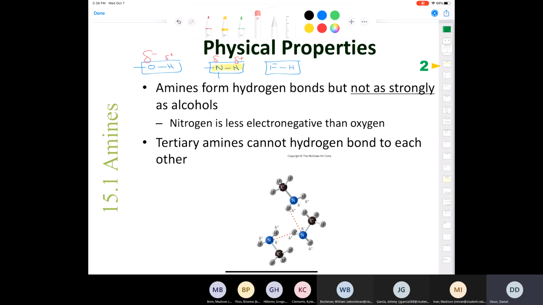Oops, I should have put delta minus there. Yep, fix that. All right, so again, it's just based on electronegativity. Now here's an example of primary amines. So all of the amines shown in this example down here, they're all primary amines.